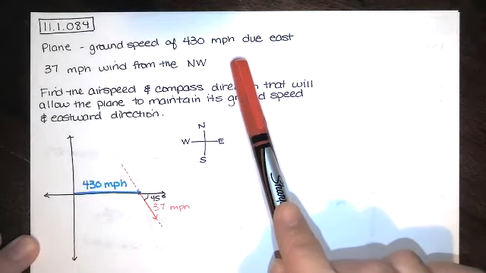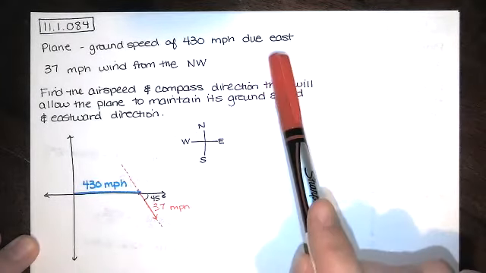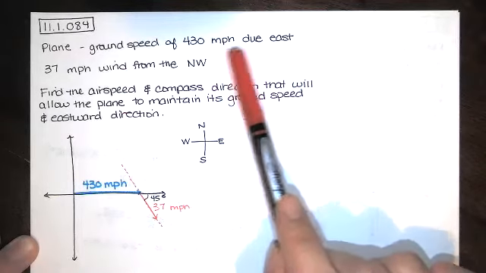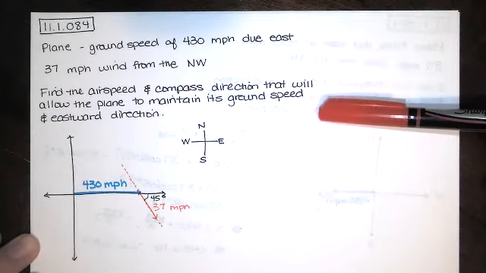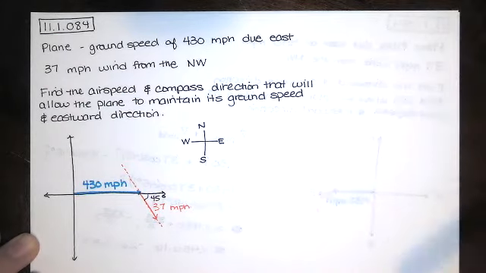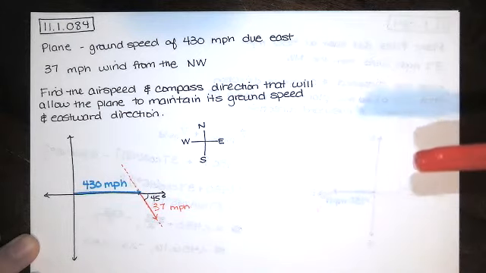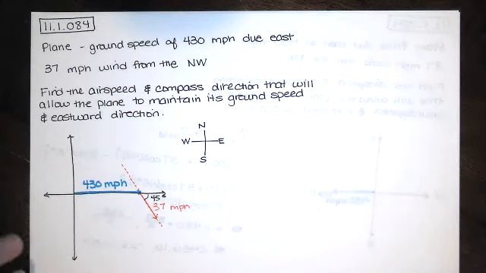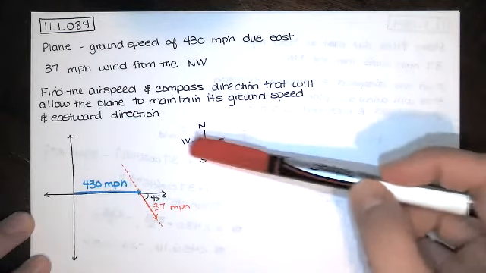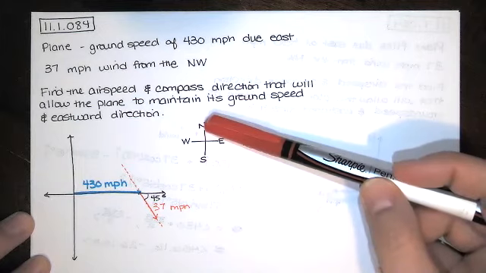due east. And as it's traveling 430 miles per hour due east, it encounters a wind from the northwest of 37 miles per hour. Then the problem statement says, find the airspeed and compass direction that will allow the plane to maintain its ground speed and eastward direction. So I've just added this right here. That's going to represent north.